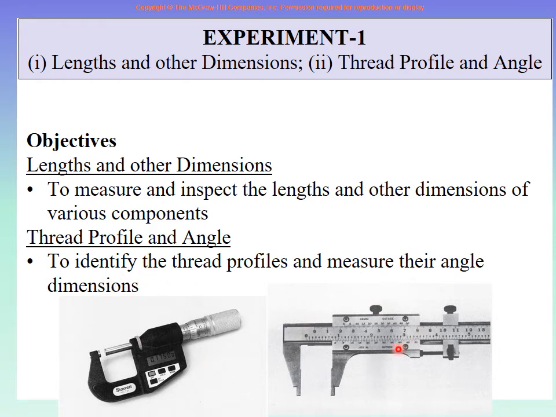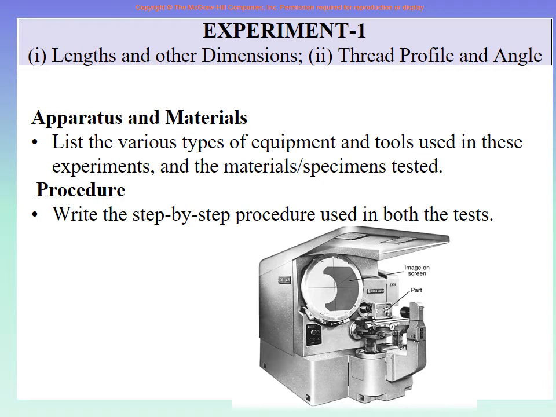I am just showing you pictures from your lecture here, right? The micrometer, the vernier calipers and so on, because these are related to measuring the dimensions. Here I am showing the optical comparator for enlarging the angles and views and so on. So in the apparatus and materials, list the various types of equipment and tools used in these experiments and the materials or specimens that you were testing. Materials or specimens. Again, there will be two, right?